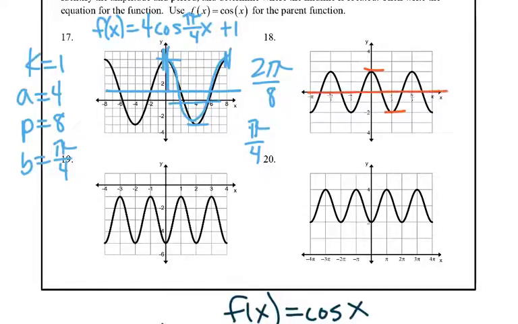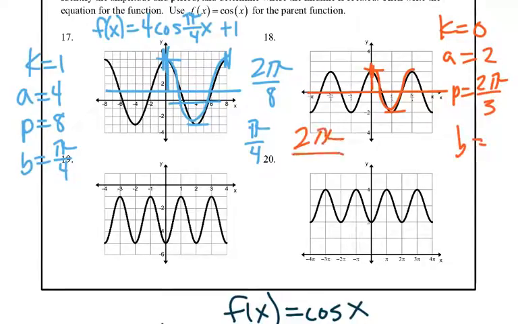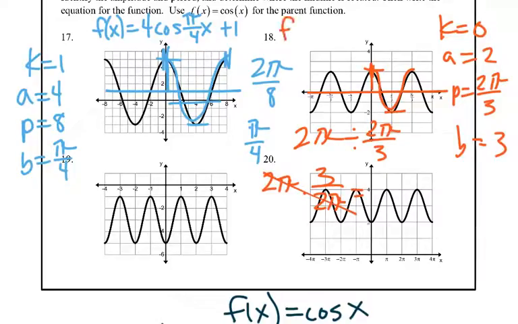Okay, 18, same idea. Top and bottom, midline's at 0, so k equals 0. Amplitude is up or down 2. My period, starting up here, we go down and then back up. So my period is 2 pi thirds. This one's crazy. So for b, I go 2 pi divided by, and let's write it out differently. With fractions, sometimes it's easier to write it like this, because I know that's 2 pi times 3 over 2 pi. 2 pi's cancel, I'm left with 3. So b is 3. So f of x equals 2 times the cosine of 3x, and then plus 0, so I just leave it like that.